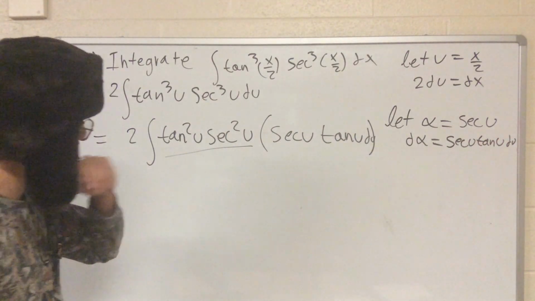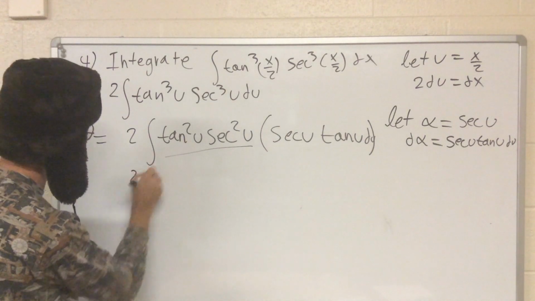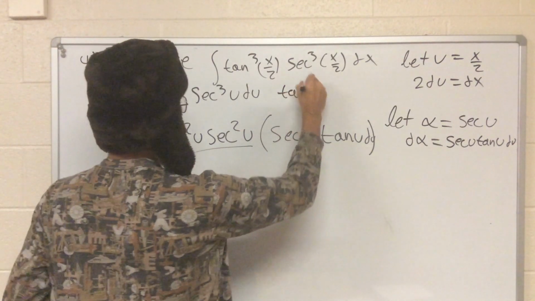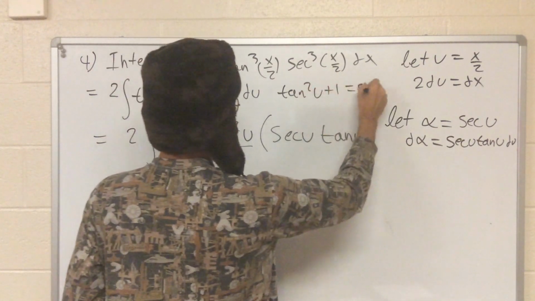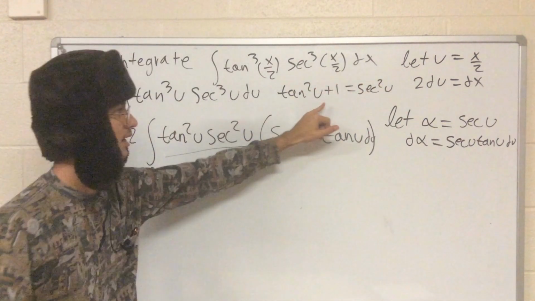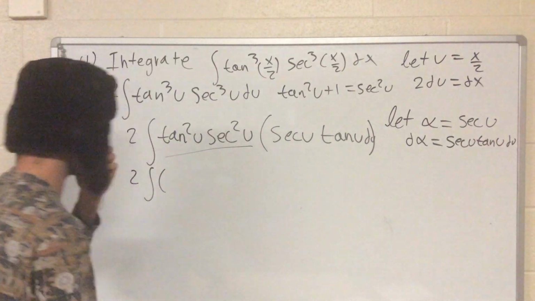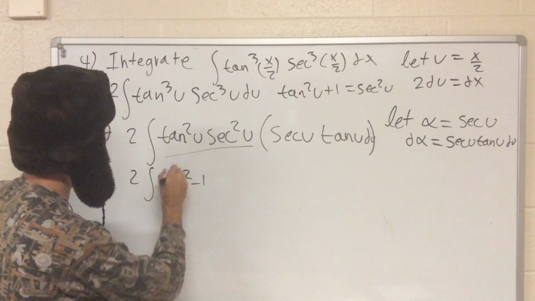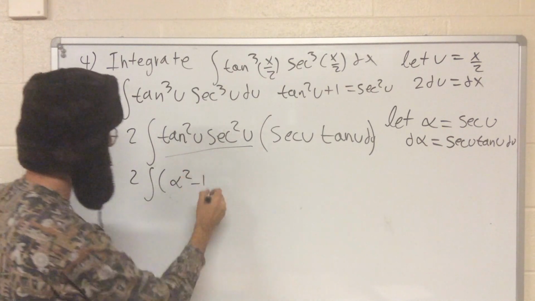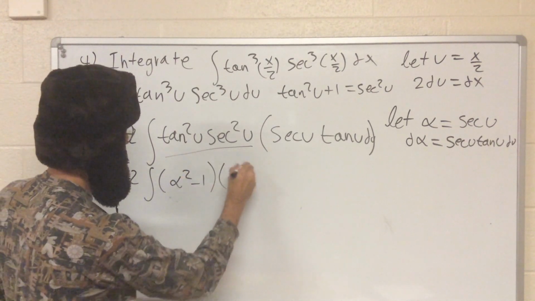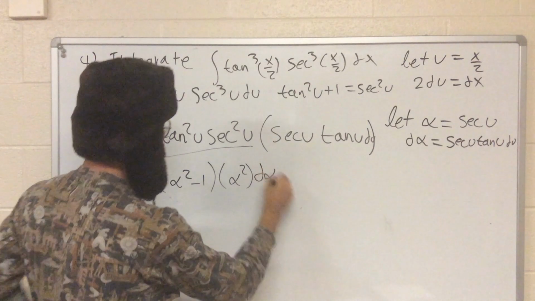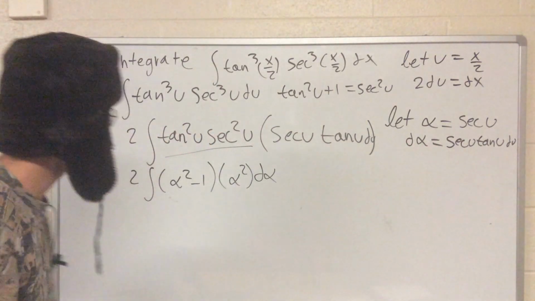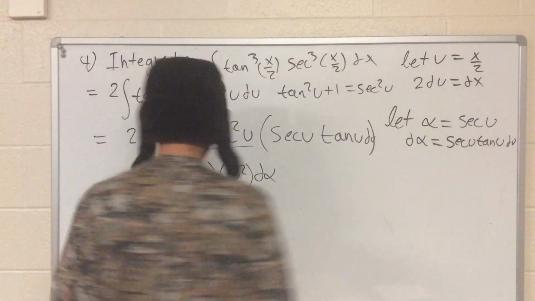So we continue, and we're going to get something like this: 2 times the integral of, over here we know that tangent squared u plus 1 equals secant squared u. So we can subtract 1 on both sides, and we're going to get alpha squared minus 1, all of that multiplied by alpha squared d alpha, because d alpha is secant u tangent u du. And this is extremely convenient, as you can see.